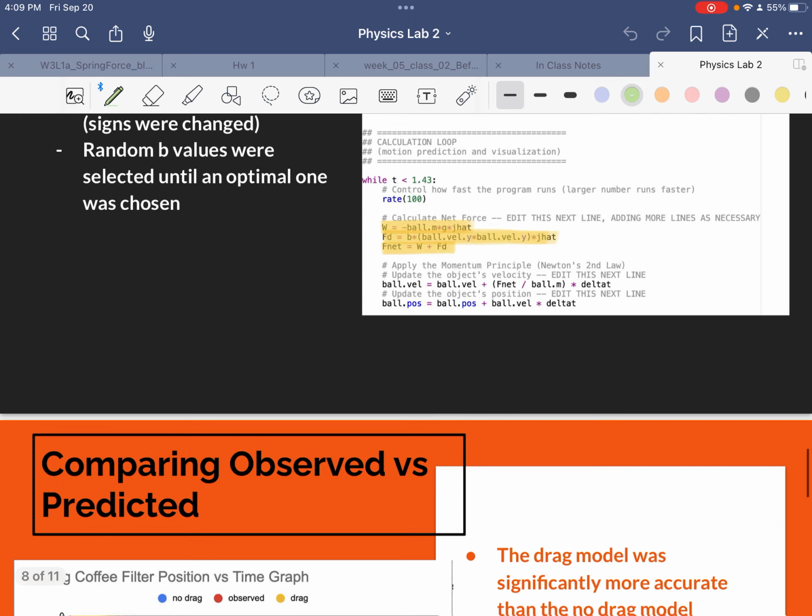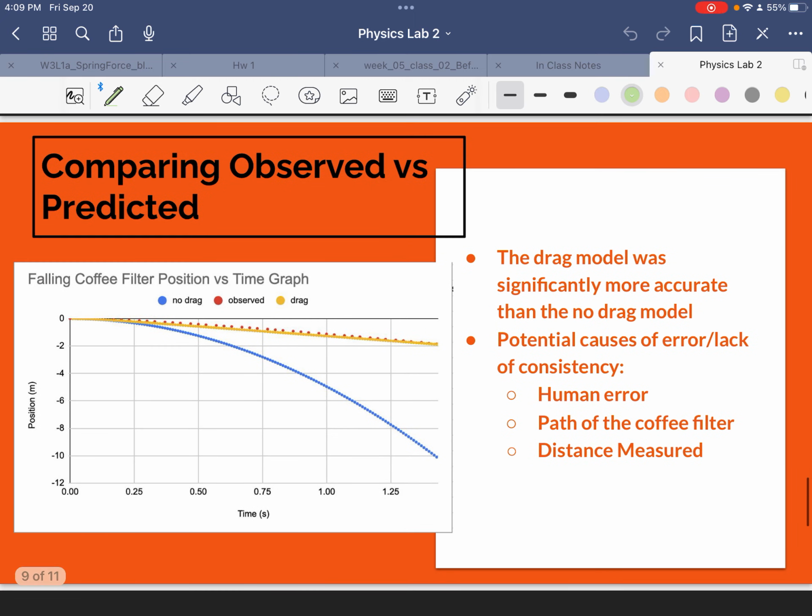And once I was able to finish consolidating the data from both Tracker and GlowScript, I was able to create this graph on Google Sheets. And as indicated by the graph, the computational model that included the drag force was significantly more accurate than the computational model that only took into consideration the gravity. And the no drag model actually predicted that the coffee filter would fall much faster than it actually did. And this is because drag works in the opposite direction of gravity. Thus, with the inclusion of drag, the acceleration of the coffee filter was then slowed down.